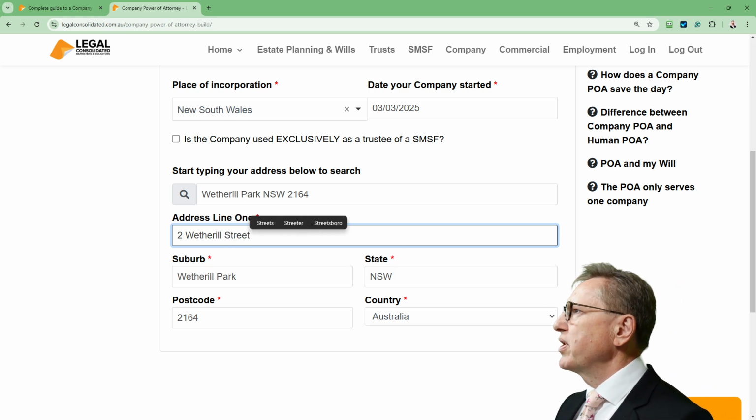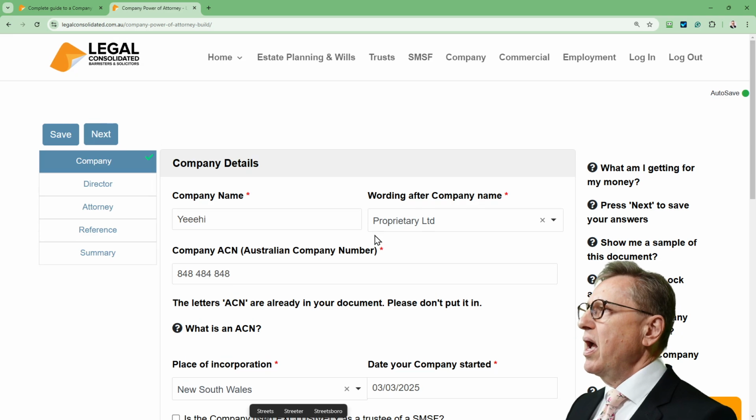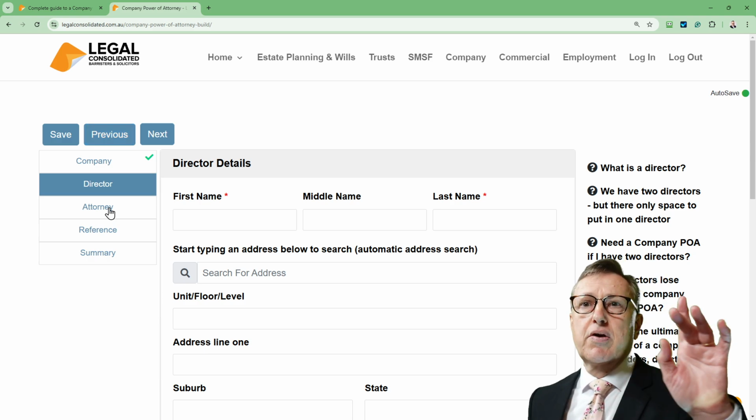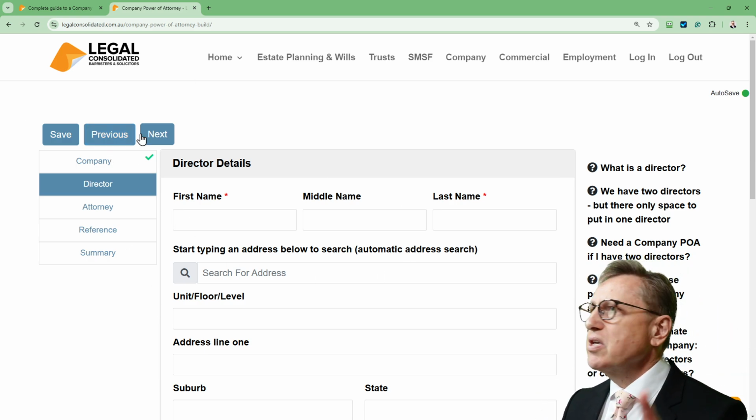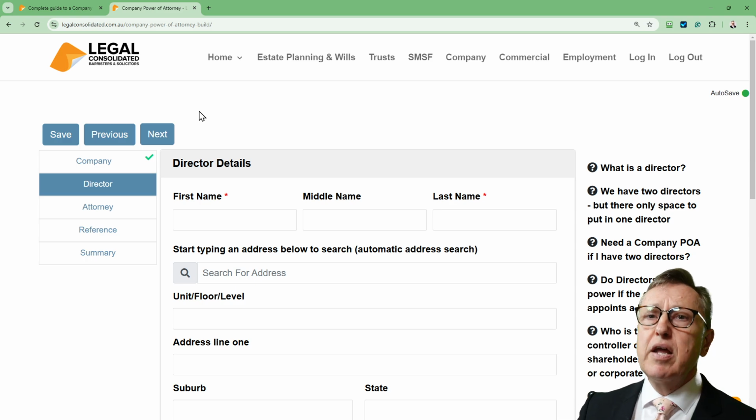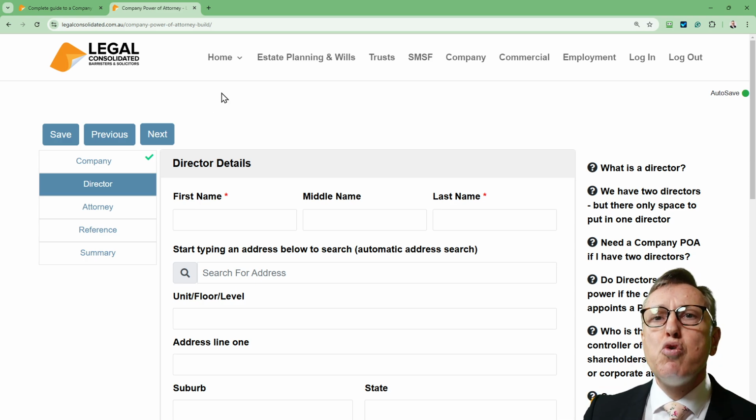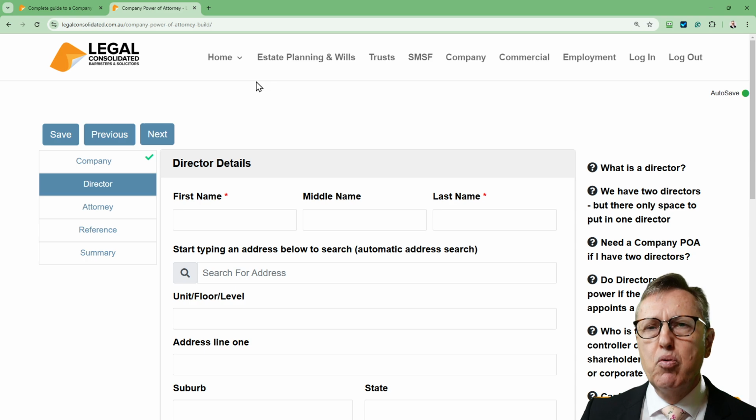So I've got the address. I'm happy with that. And let's try and press next. I've got a green tick. Now that green tick's critically important, because if you don't get a green tick, it will go red, and we will not allow you to see the lock and build button.